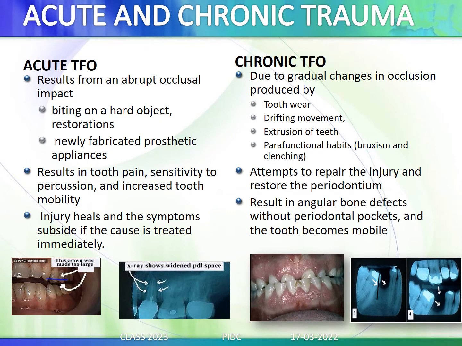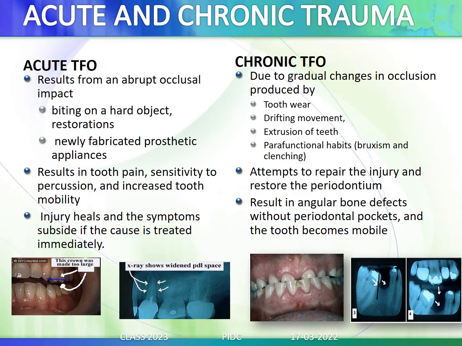So now coming on to the classification of acute and chronic trauma from occlusion. If you have understood the term trauma from occlusion, then it is easier for us to proceed. So again, I tell you that when the occlusion causes injury to the surrounding tissues, that injury is termed as trauma from occlusion. Now, coming on to the differences between the acute and chronic trauma from occlusion. As such, the terms acute and chronic refer to a period of time, which means that acute results from some immediate reaction and chronic is because of some gradual changes over a period of months.